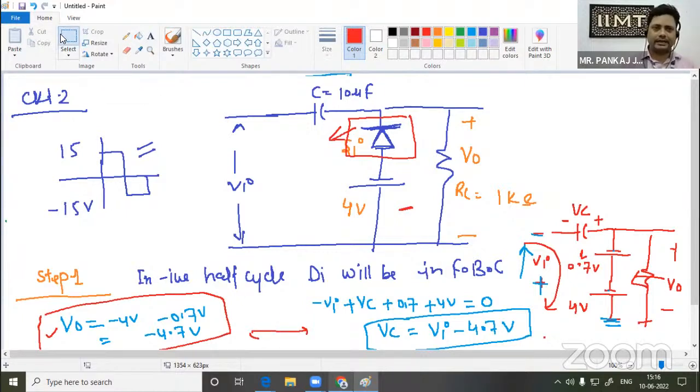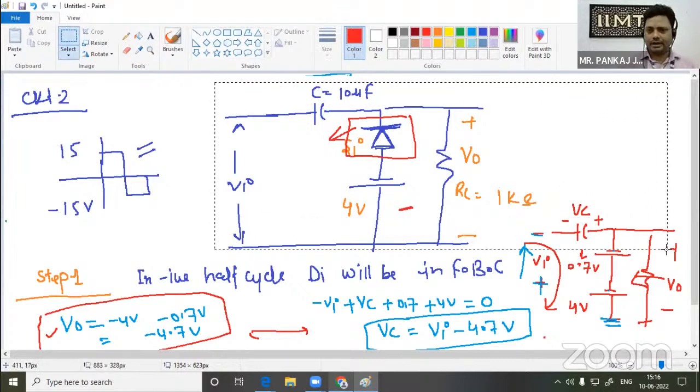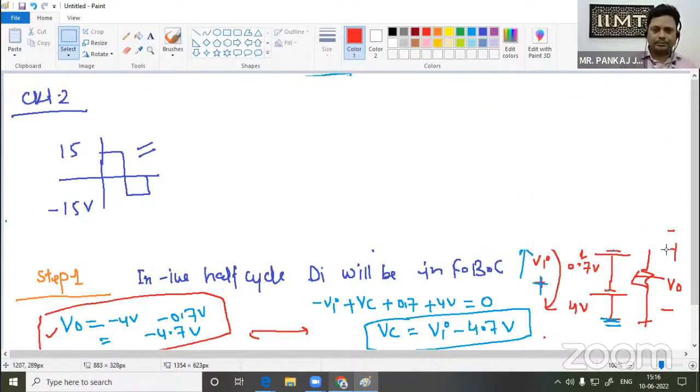So these two results we are going to use in next half cycle. So in next half cycle, we will do analysis for positive half cycle.